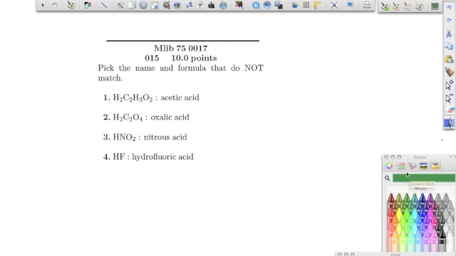So number 15, it says pick the name and formula that do not match. We see that all of these are acids, so we got to go over the rules for naming acids. Now there are two types of acids. There are binary acids and there are ternary acids. And when we're naming binary acids, what we're looking for is binary acids have the prefix hydro, and we put what it is, and then ic, and then acid. Okay. And if we look down here, we see that we have hydrofluoric acid.